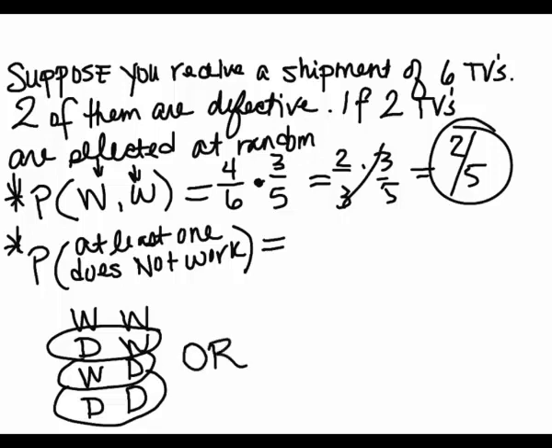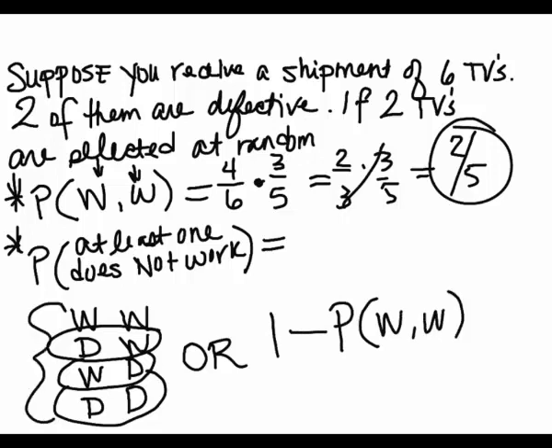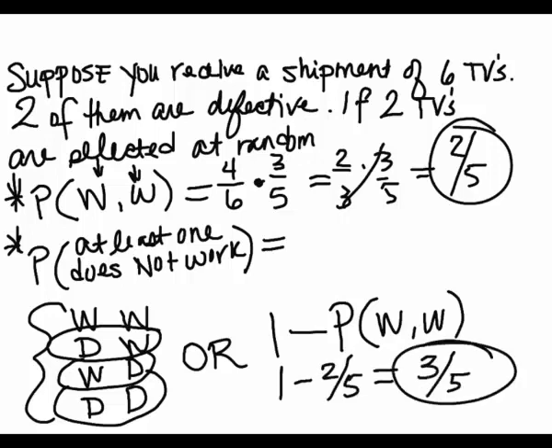Or I could just do 1 minus the probability of them both working. Because we know that this right here has to equal 100% if those are all of the scenarios. So I could just take the complement, 1 minus the probability of them both working, which we already found. So I know I could just do 1 minus 2/5, which is 3/5, and that's the probability of at least one of them not working.